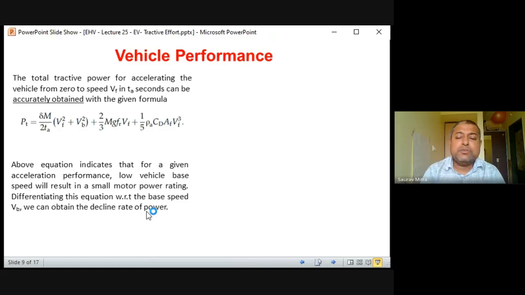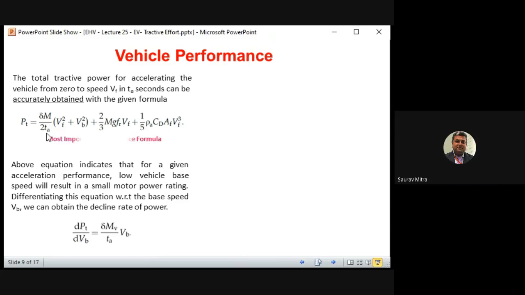Now we are trying to find something else. We are differentiating this Pt with respect to Vb. That means we want the relation of power with respect to the base speed. So we have to find dPt by dVb. Base speed is a very important thing for any vehicle. It means up to what speed the torque will be kept constant. When I have to shift from the first gear to the second gear, the maximum speed I can get in the first gear is what is called the base speed.